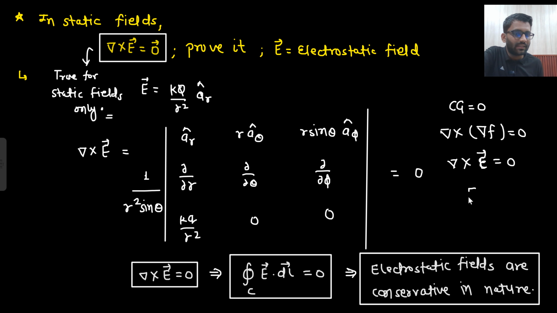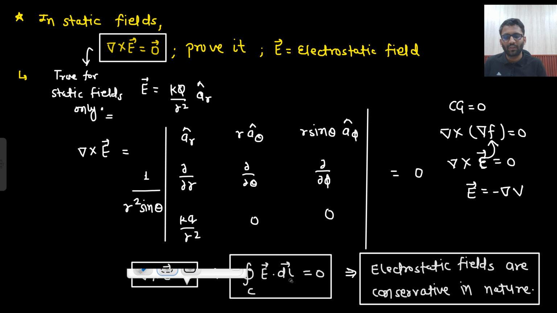So that means the electric field can be written as the gradient of some other scalar field. Again I am repeating: curl of gradient is 0, then I got to know that curl of electric field is 0. That means the electric field can be written as the gradient of some scalar field. Is that clear to you? And that scalar field is known as potential. The electric field is equal to the negative gradient of the potential. So this is what we are going to write next.